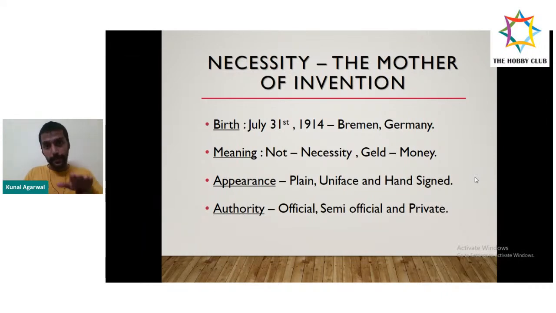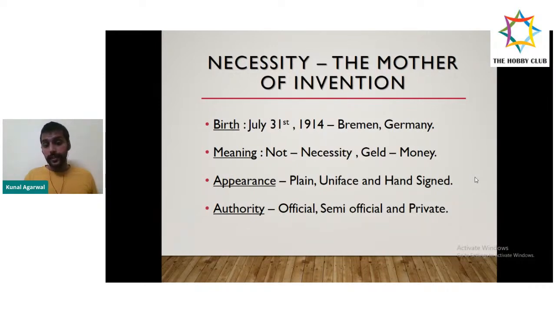So that's why I call them semi-official. And then there's private. Private Notgelds are basically, let's take an example: a ration shop owner, or let's say a supermarket. If you don't have change, they will issue their own sort of change to you, so that you can come back and pay in that change as well. And if you have a lot of change collected, you can take it back to them and get a bigger denomination note.